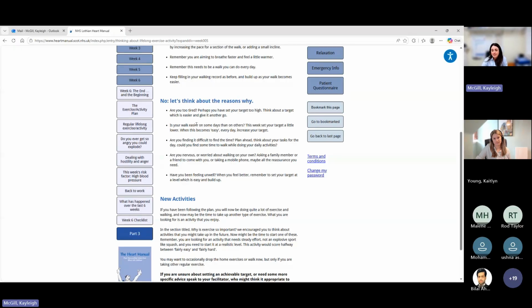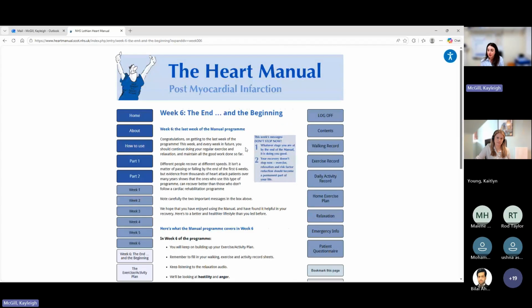And lastly, week 6 is really about bringing everything together and really reassuring patients that whatever stage of recovery they find themselves in at the end of the programme, they're still benefiting from engaging with the programme.